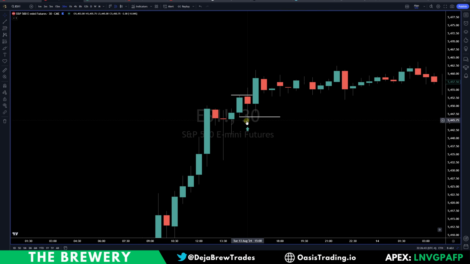But for the example here, this is a bullish example. So we break the low of the candle to the downside. It goes back above that low. You can buy the retrace. Stop loss below the low. And then target prior levels.